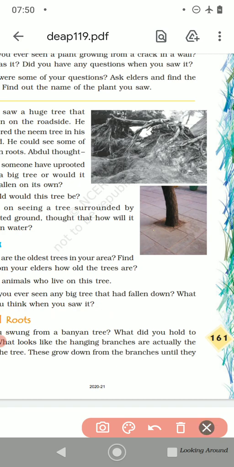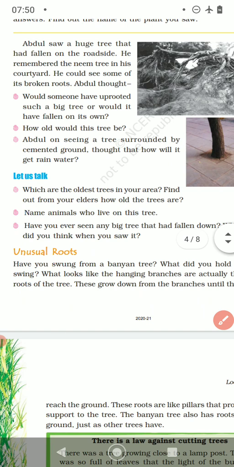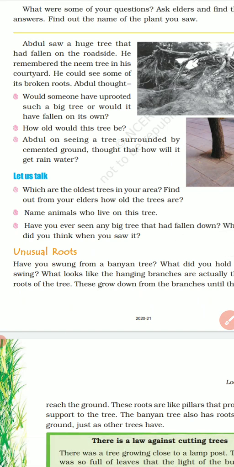Okay, let's move ahead. Let us talk. Which are the oldest trees in your areas? Find out from your elders how old the trees are.